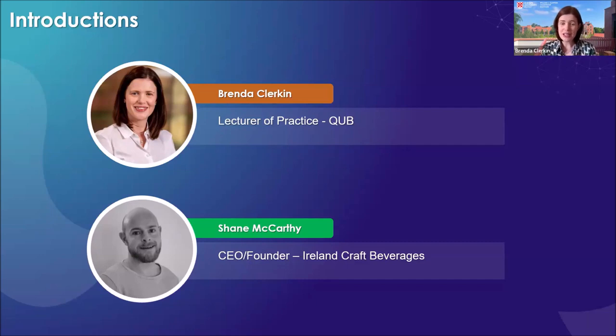I'm also joined today by Shane McCarthy. Shane, delighted that you're here. Shane is the CEO and founder of Ireland Craft Beverages, which is a small micro enterprise here in Northern Ireland that has implemented blockchain in their craft beer production. So we're going to hear from Shane later on. He's going to share the journey that his organization has gone through, looking at, well, why did they opt for blockchain? What benefits are they seeing from that? And equally then, what challenges have they faced on their journey too? So we'll look forward to hearing from Shane in due course.